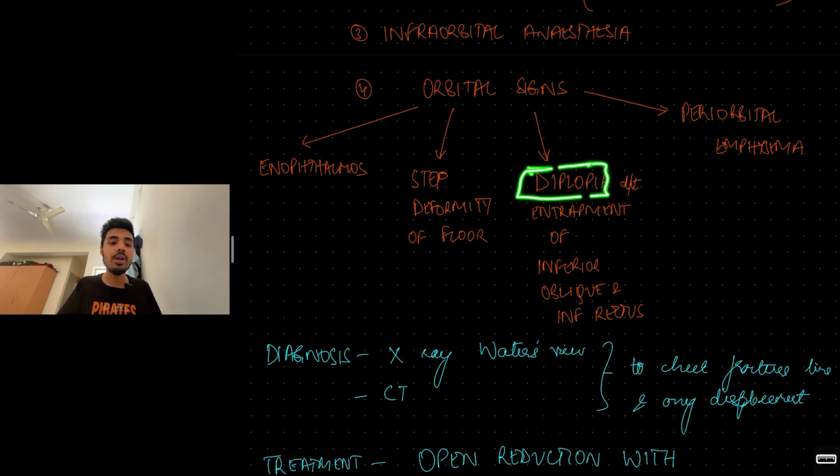Another thing is periorbital emphysema. Because of the fracture, air enters into the orbit around the eyeball and there is periorbital emphysema. So, orbital signs: periorbital emphysema, enophthalmos, step deformity of the floor, and diplopia.